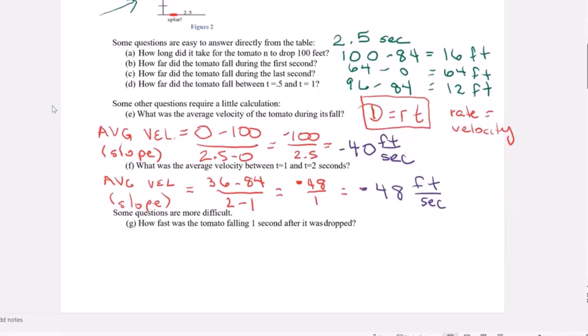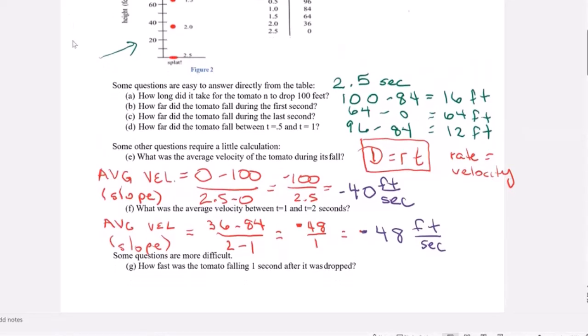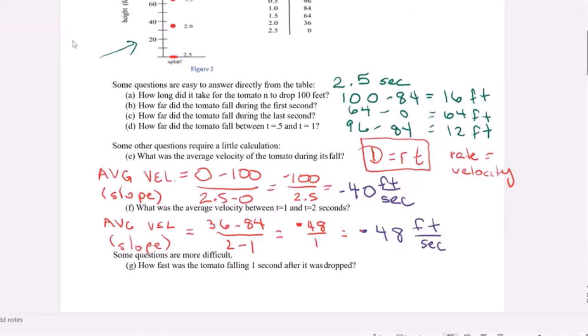Some questions are a little more difficult to answer. How fast was the tomato falling 1 second after it was dropped? Well, we really can't answer that. We don't have enough information. So since we want to know at t equals 1 second, we can only estimate. So we can say we have these 3 points.